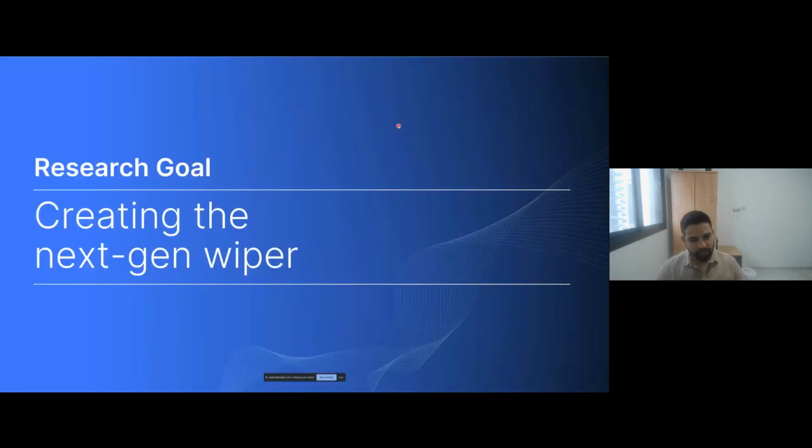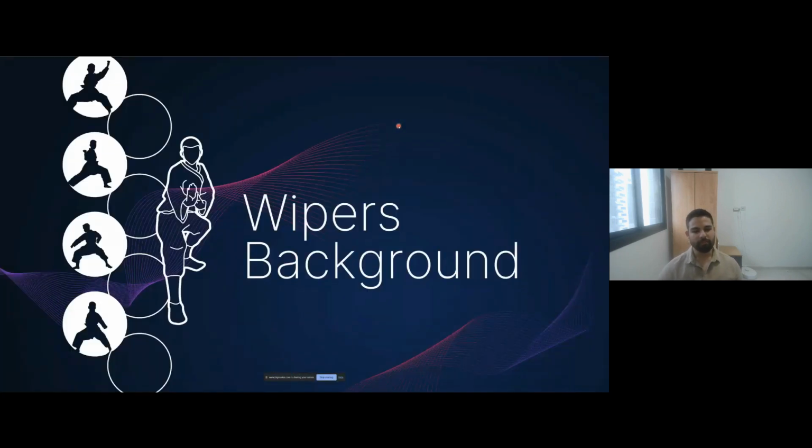So, about the initial research goal. The initial research goal that I had in mind was to create some sort of a next generation wiper. But in order to create a next generation of anything, one first needs to understand the current version of that thing. So let's talk a bit about the background of wipers. Now, the first thing that you usually do when you want to get a general definition of something is that you look it up in Wikipedia, of course.